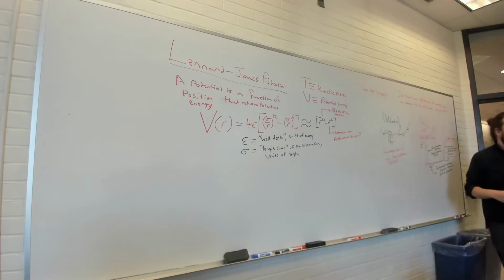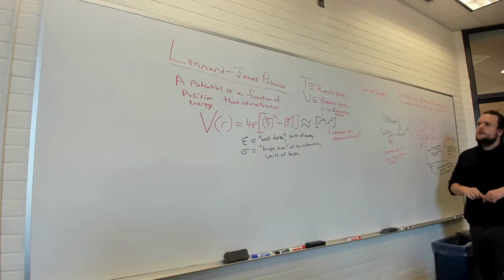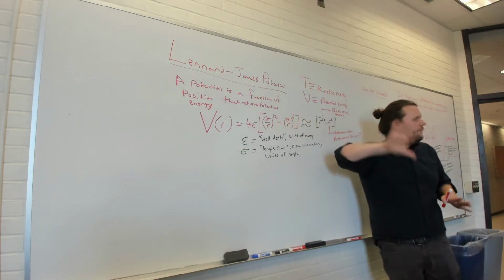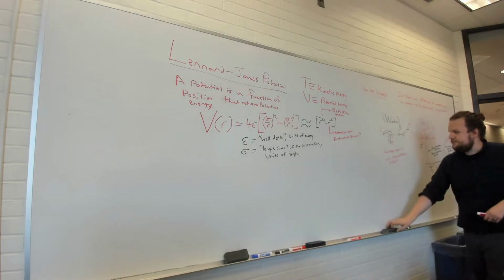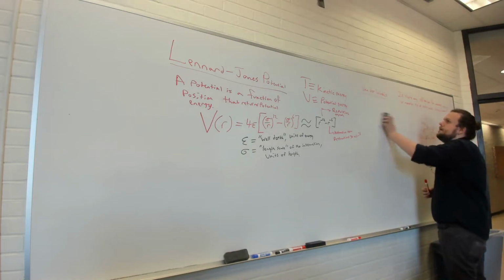And as numbers, 6 and 12 have good meaning. You can come up with a theory that explains that the attraction between, say, two helium atoms goes as r to the 6th. That's actually something you can prove. So this is just a general empirical model for these things. I'll draw it for you, and we'll explain what the parameters mean.